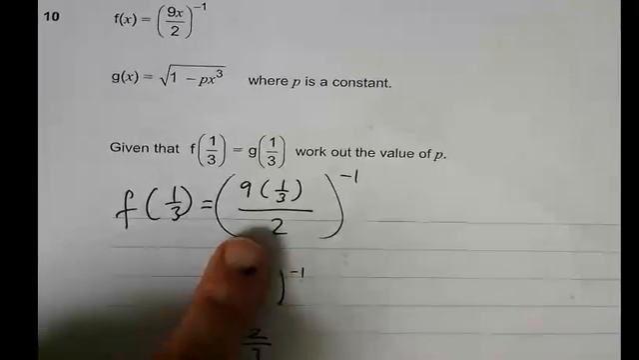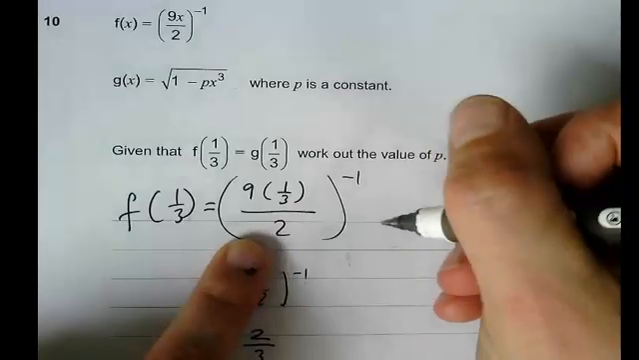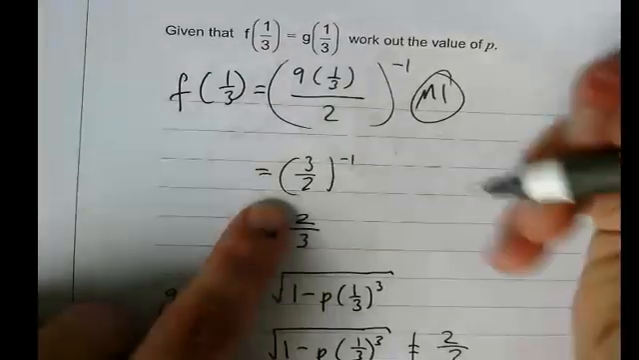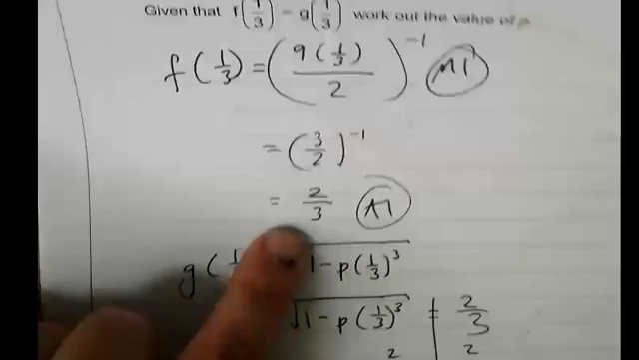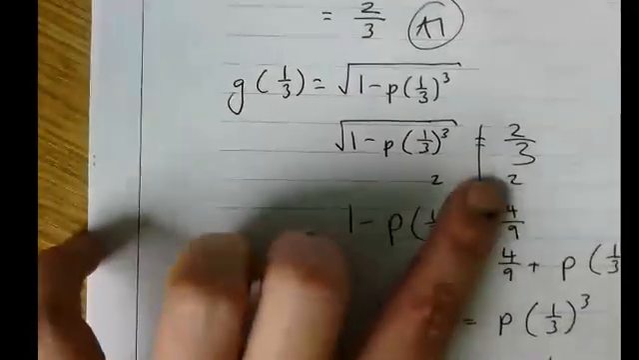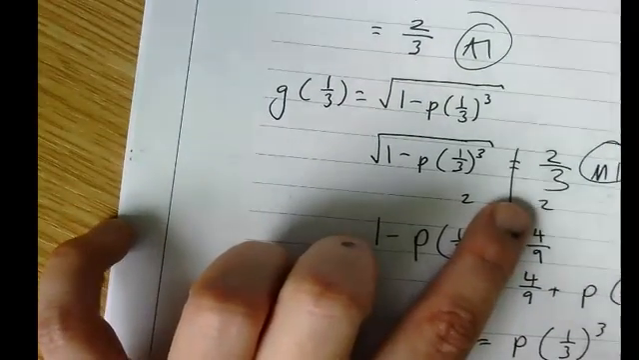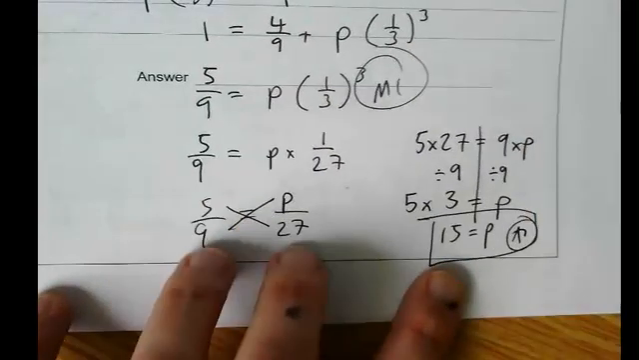You would get 1 mark for this line, 1 mark for working out f of a third is 2/3, 1 mark for equating that to g of 1/3, 1 mark for getting up to this line, and then full marks for 15 as your final answer.